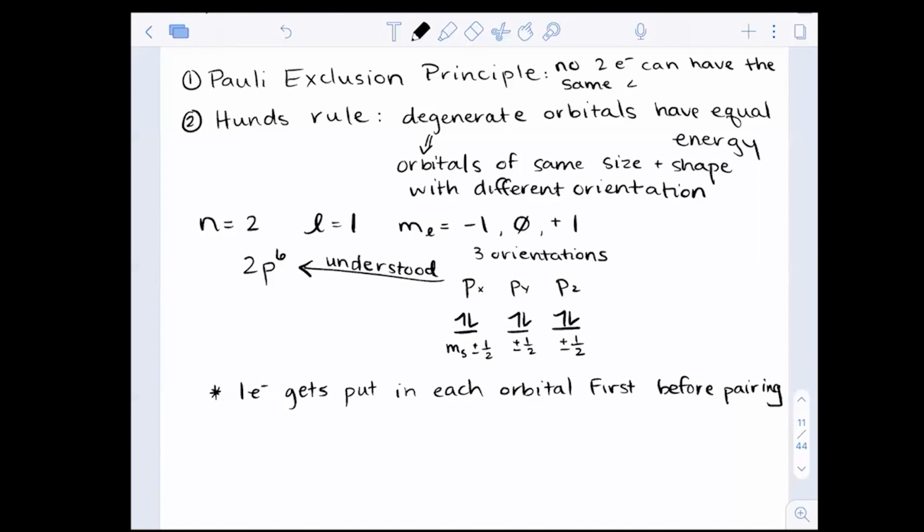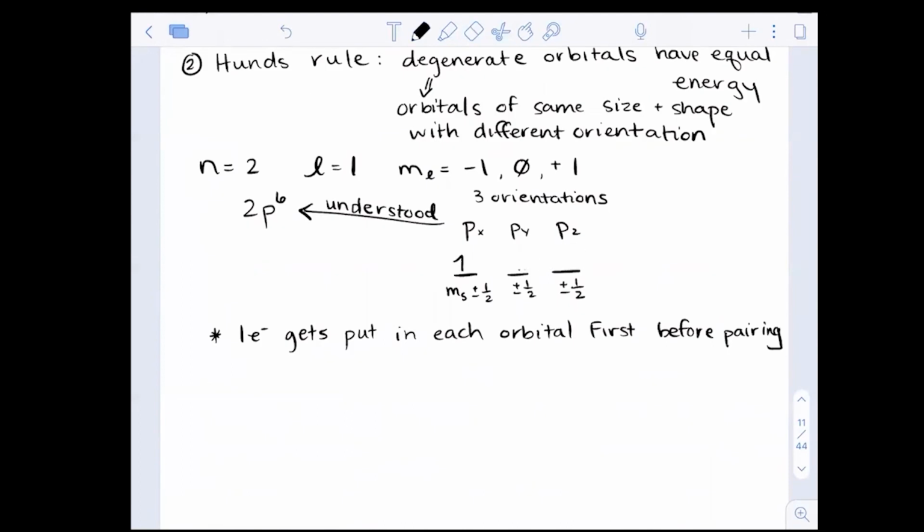Hund's rule is the second really good rule to follow. When we have degenerate orbitals, the px, the py, the pz, the same thing goes for the 5 orientations of the d orbital and the 7 orientations with the f orbitals. We put 1 electron in each before we pair. Let's just draw that out, 1 in each, so that each electron could have its own space before it pairs. If we have to pair, we will, but we'll try to give every electron its own space first.